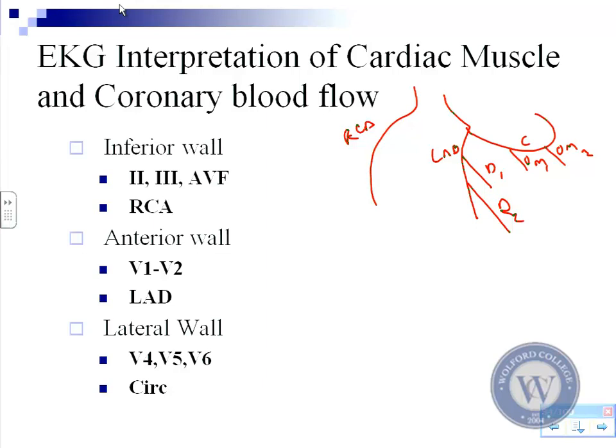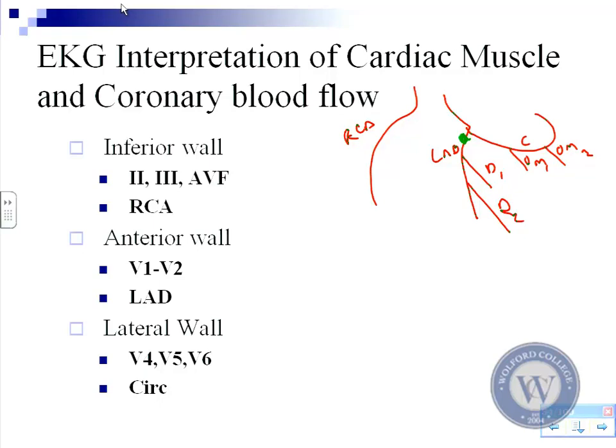We have 80% LAD, and we have nothing else, okay? So what I would do in that situation is I would take my EKGs and monitor for anterior wall ischemia. So I would look for V1 and V2. I put my V1 and V2 leads on this guy and monitor for ST segment changes.